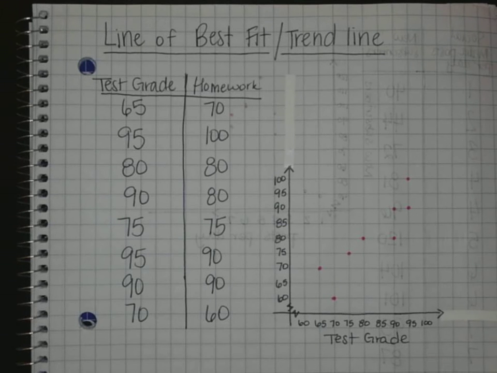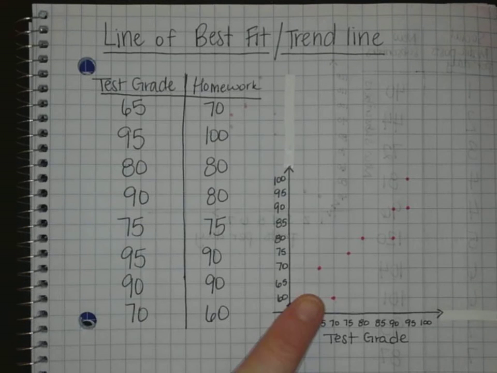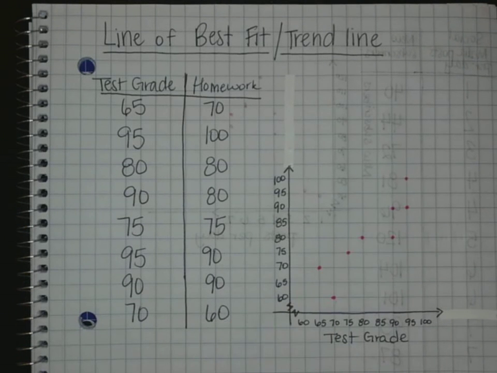So a line of best fit is exactly what it sounds like. It's going to be the line that best fits the data. A trend line is the same exact thing. It's the tendency of the graph, or the trend of the graph. If you look, all of this data is going up this way.